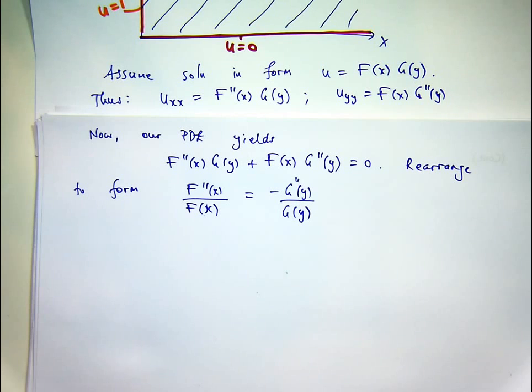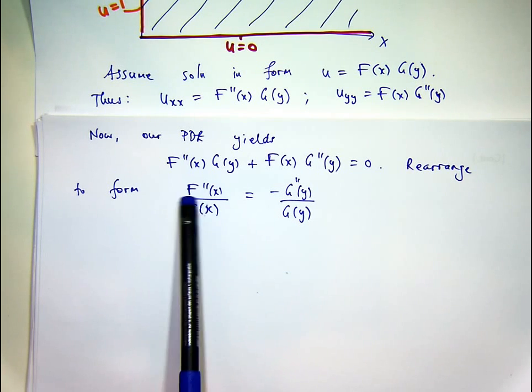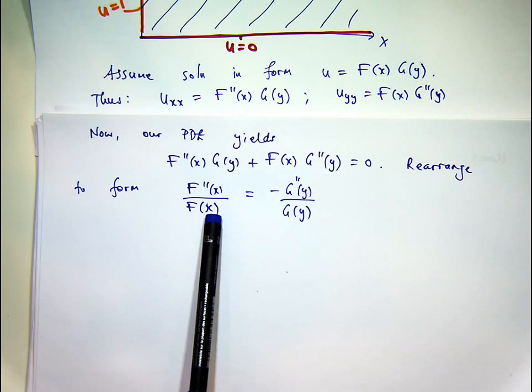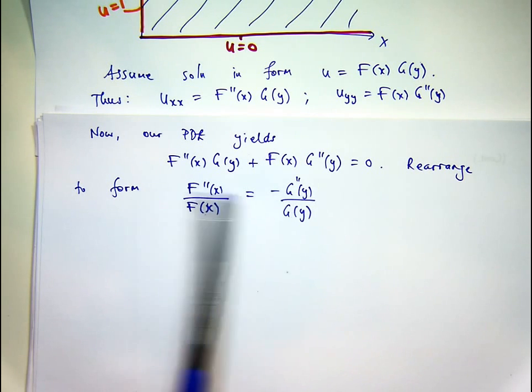Okay, so now I can argue that these two ratios must be equal to a constant. Why? Because on the left-hand side, I've got functions involving x. So if I vary x, I'd expect the left-hand side to vary. But the right-hand side doesn't have any x's, so it can't vary, but the two things are equal.